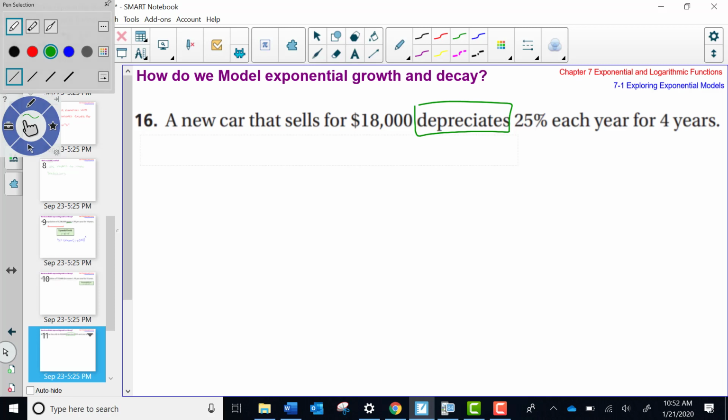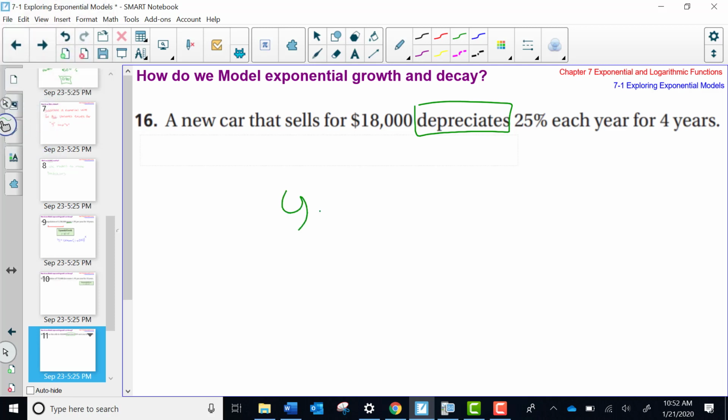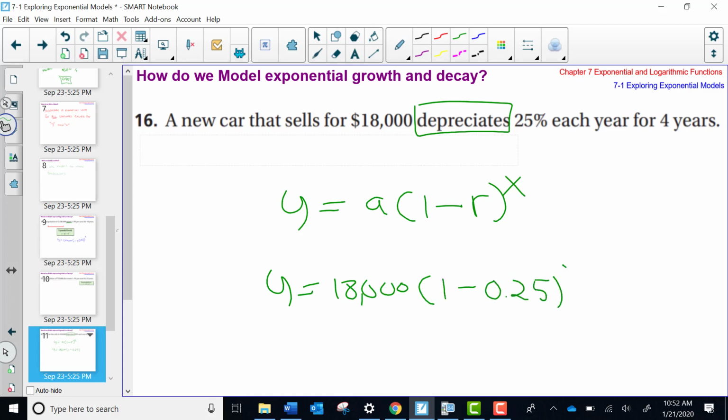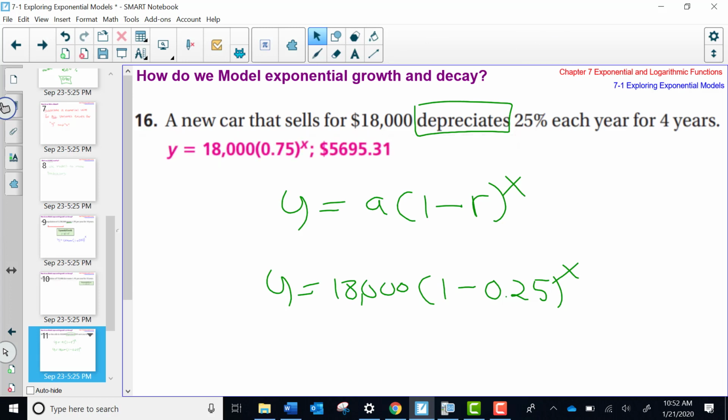So now we'll use exponential decay, which is y equals a(1 minus r) raised to the x. Decay is minus r, growth is plus r. You have the model? What's the model? Y equals 18,000, parentheses 1 minus 0.225 raised to x. All right. And once you get the model, you put it in your calculator already? What'd you get for the answer? 5,695. 5,695 is correct, and 31 cents. Does anyone have any questions?